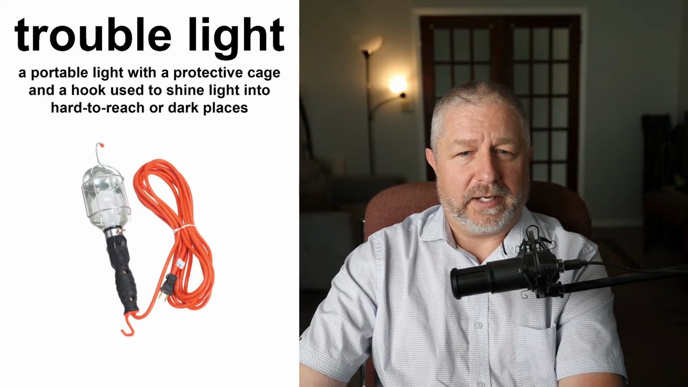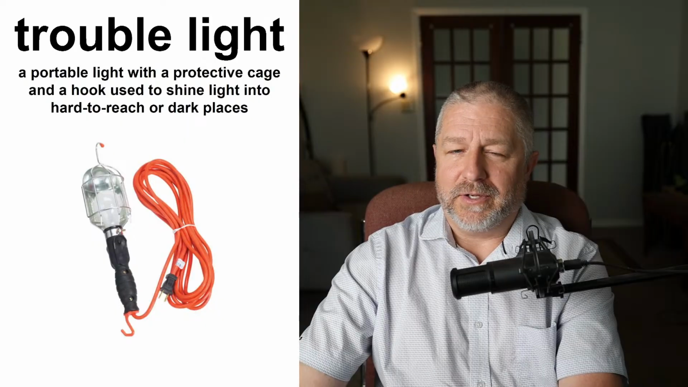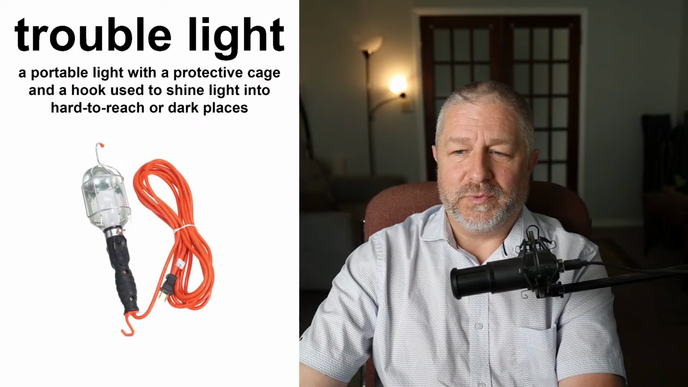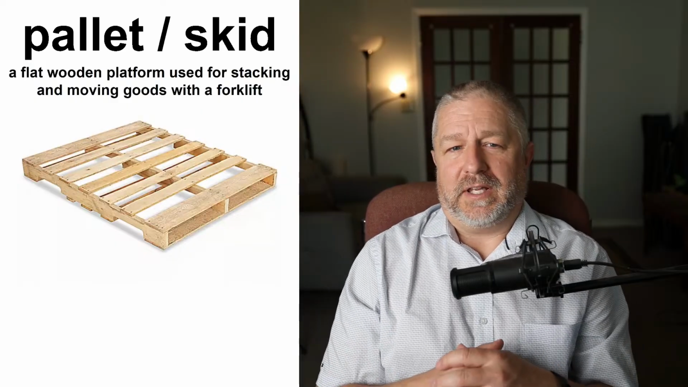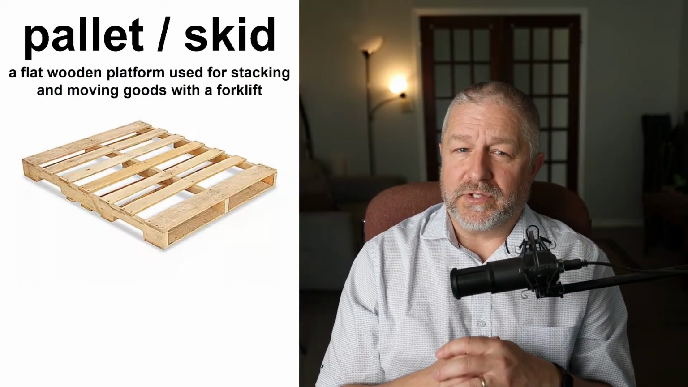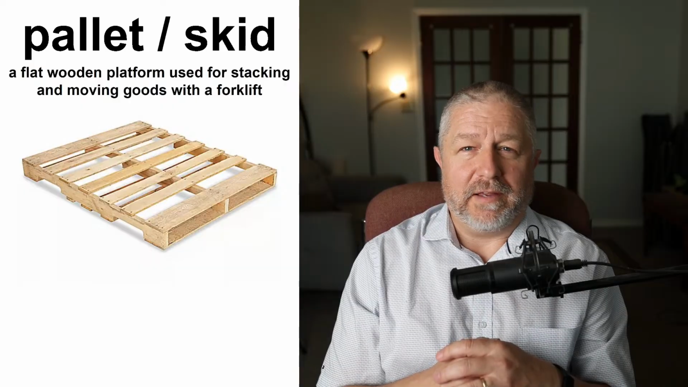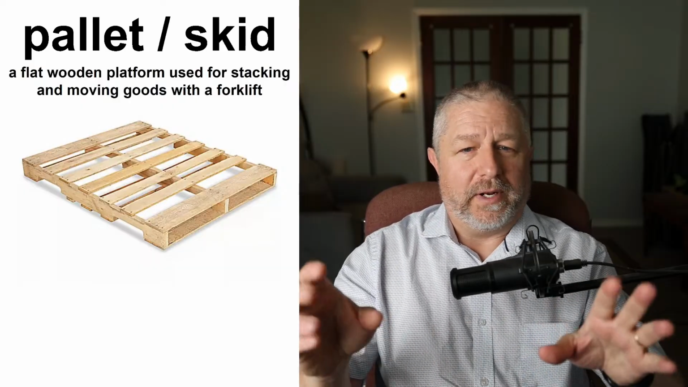Trouble light, a portable light with a protective cage and a hook used to shine light into hard to reach or dark places. And then pallet or skid, a flat wooden platform used for stacking and moving goods with a forklift or hand truck or whatever.